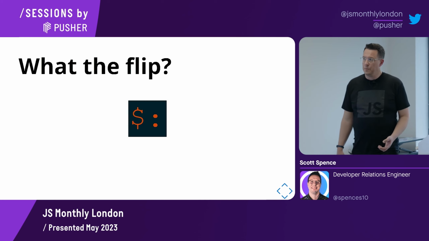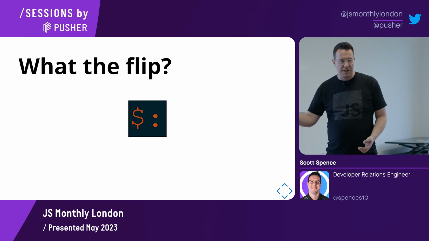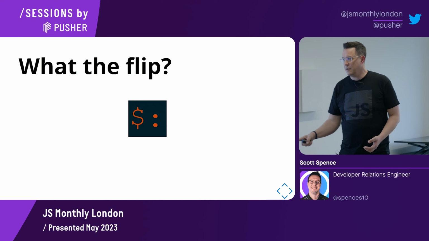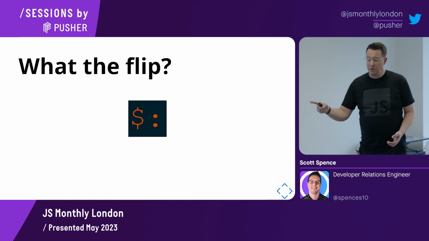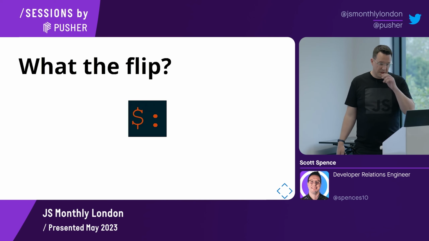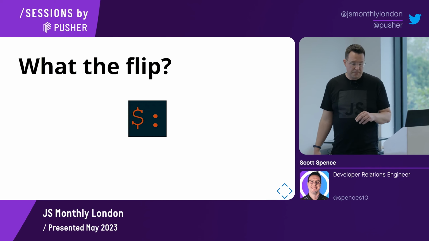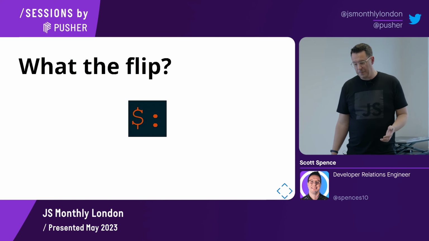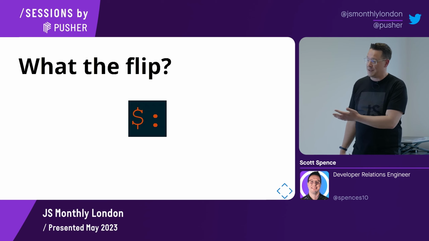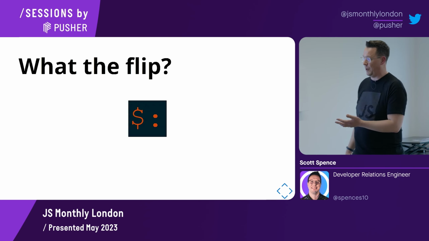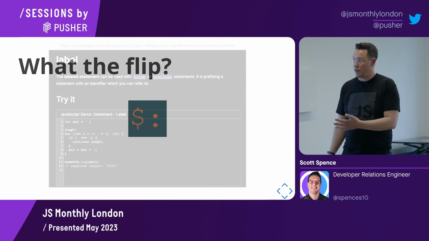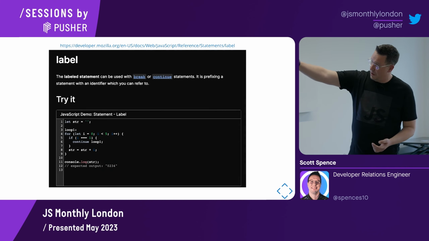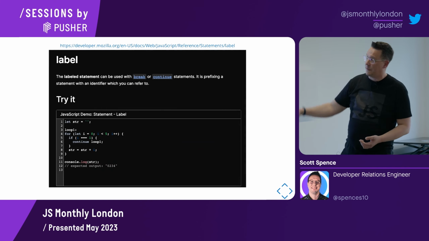So, are you thinking, what's this? Okay, that $: is actually valid JavaScript. So the Svelte core team decided to co-opt this and use it for the reactivity in Svelte. It is valid JavaScript. You can go to this URL here to find out about labels.